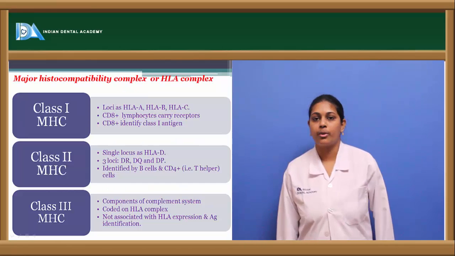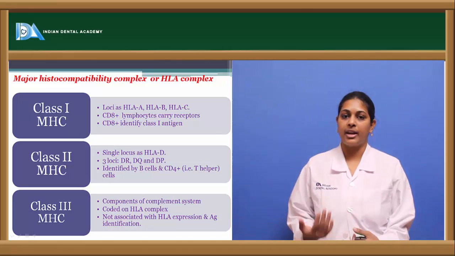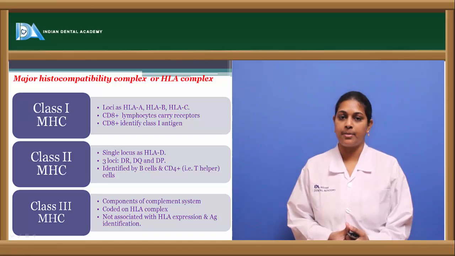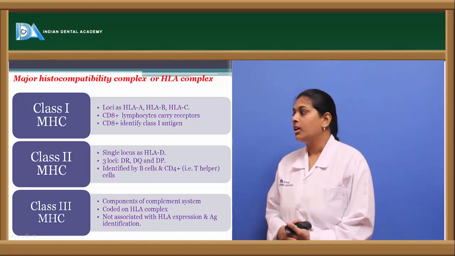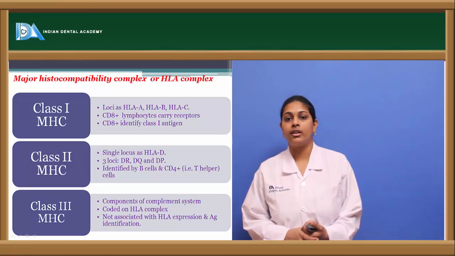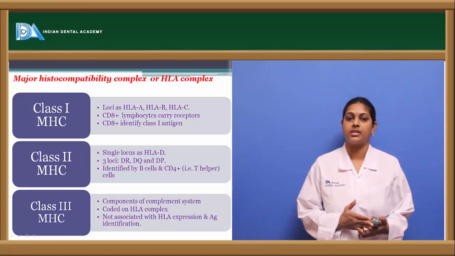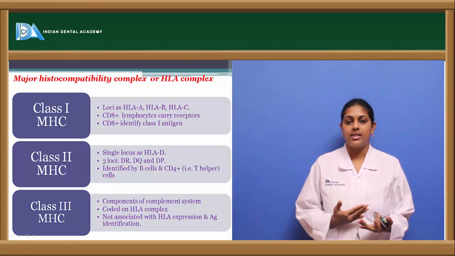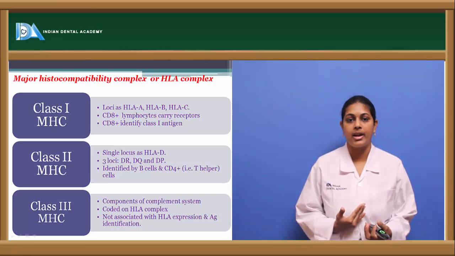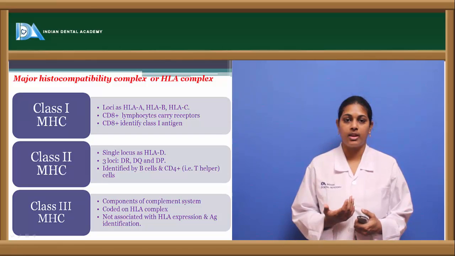Coming to the major histocompatibility complex, as the name itself suggests, they are the major antigens which help in regulating the immune function. Since they were first identified in human leukocyte antigen, it is also known as the human leukocyte antigen complex. This complex usually has three classes, class 1, class 2 and class 3, based on their location and also based on the presence of specific receptors or antigens.